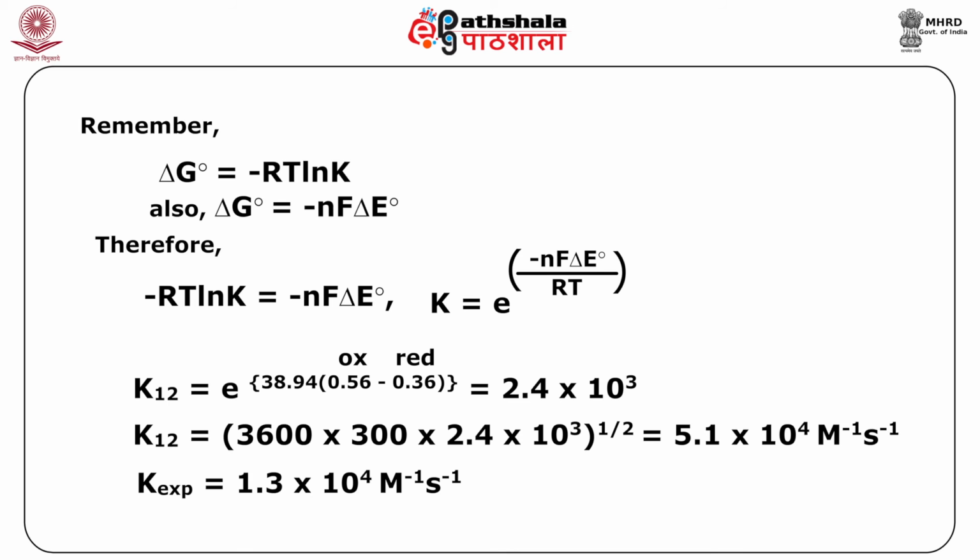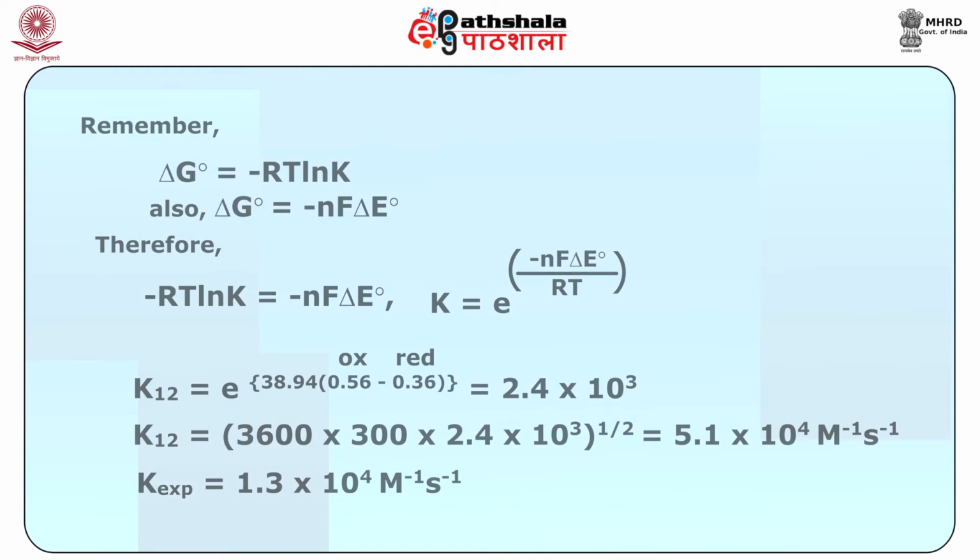Overall k12, that is the rate constant, not the equilibrium constant in this case. So k12 is equal to the square root of 3600 into 300 into 2.4 into 10 to the power 3, which is equal to 5.1 into 10 to the power 4 mole inverse second inverse. The rate constant experimentally observed is 1.3 into 10 to the power 4 mole inverse second inverse. So this way we can calculate the rate constant by applying this theory.